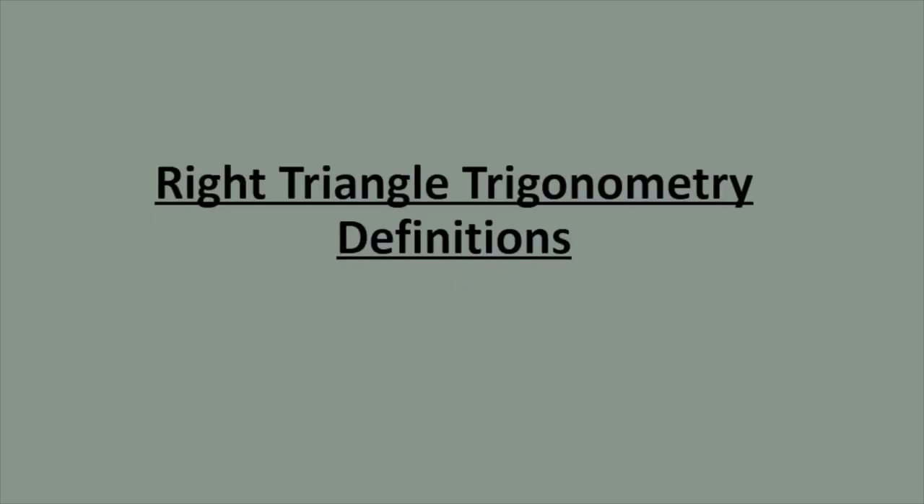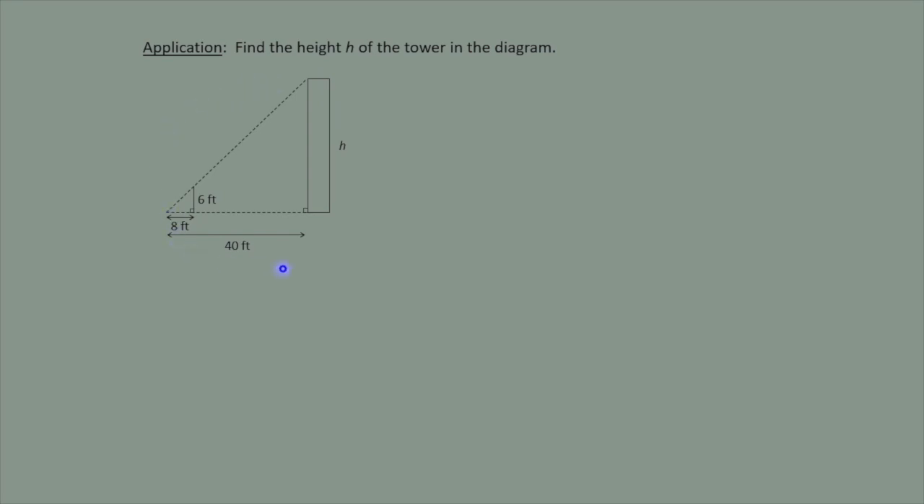In this lecture, we're going to look at the right triangle trigonometry definitions. Let's start with an application from geometry. Here we're asked to find the height of this tower using the measurements in this diagram.